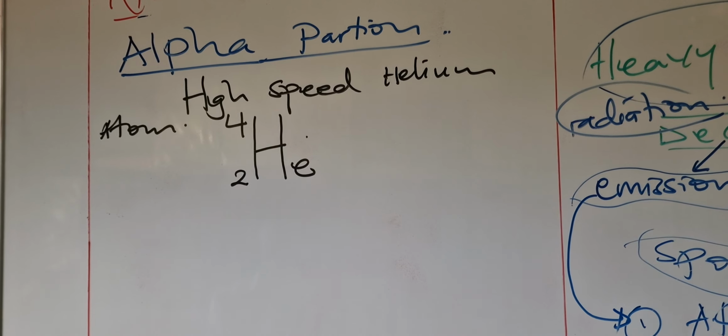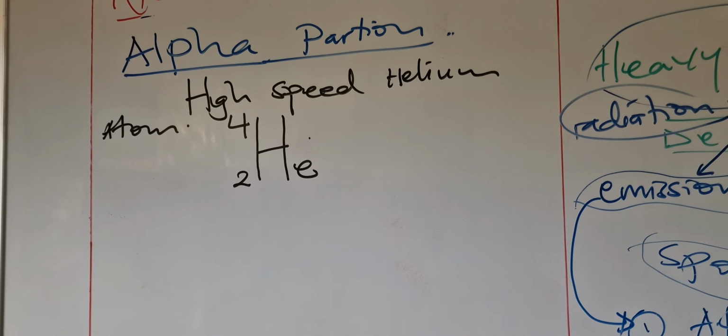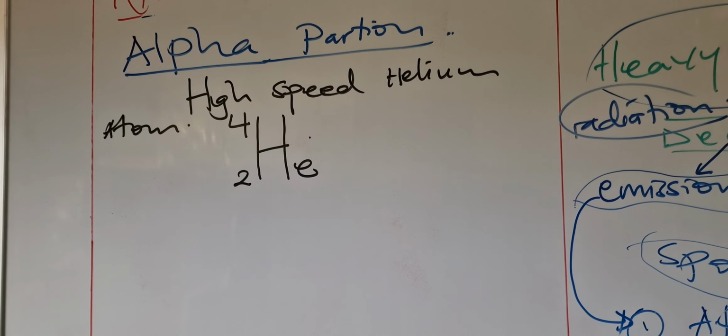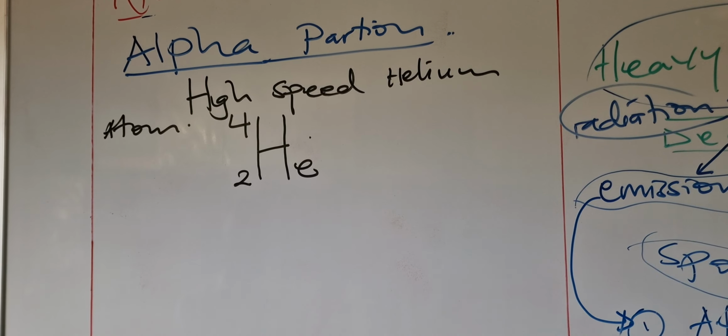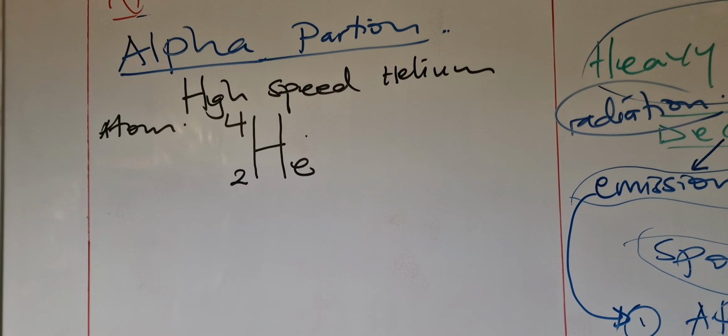Let me think I'm flowing. So in short, the alpha particle has the following properties. They are always positively charged.